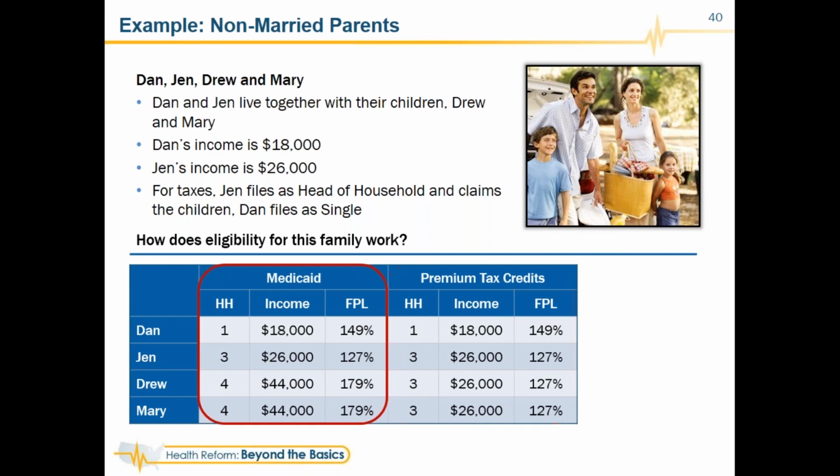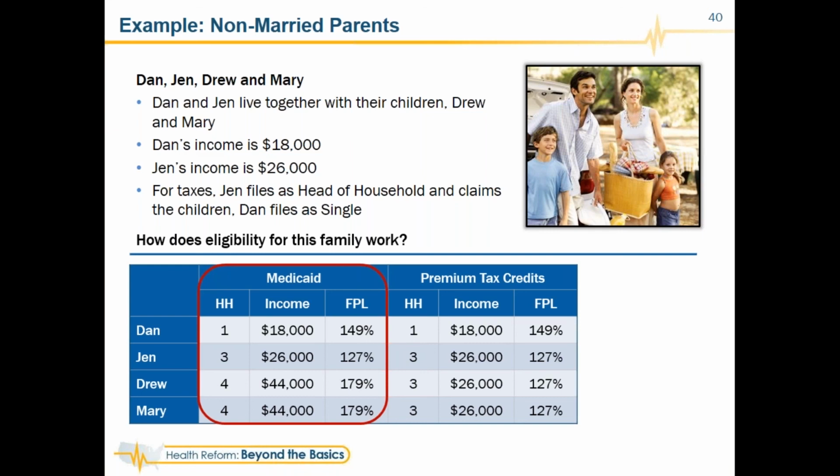Jen's household size is 3. It includes herself and her 2 children that she claims as tax dependents. Her household size for Medicaid is 3, and her income is $26,000, which puts her at 127% of the federal poverty line. If her state expanded Medicaid, she would qualify for Medicaid. If not, she would qualify for premium tax credits and cost sharing reductions.